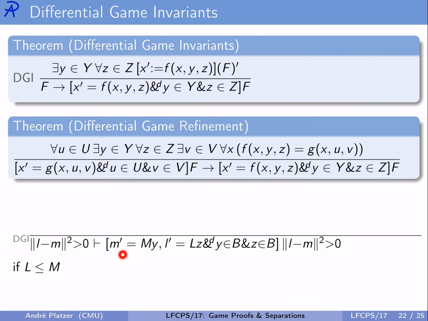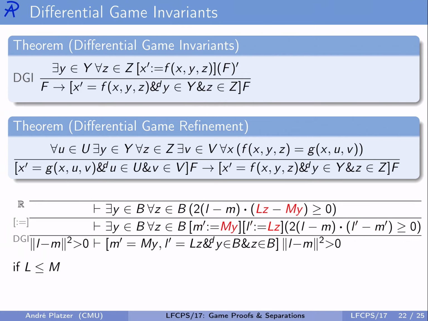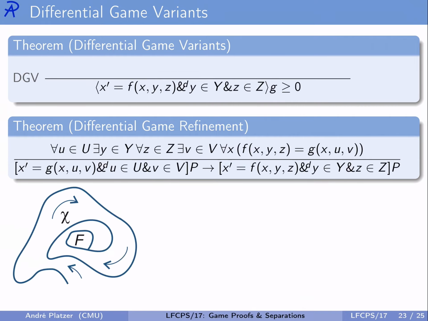But we prove it not by solving, but by forming differentials over it. So this is just 2(l minus m) times the scalar product, the inner one derived, so l prime minus m prime, and of course m prime is my, and l prime is lz. So we plug that in. And then indeed, there is a vector y in the unit ball, such that for every vector z in the unit ball, this scalar product is at least 0, so it's greater or equal to 0, because if L is a little bit weaker than M, you can make this happen by appropriate choices.